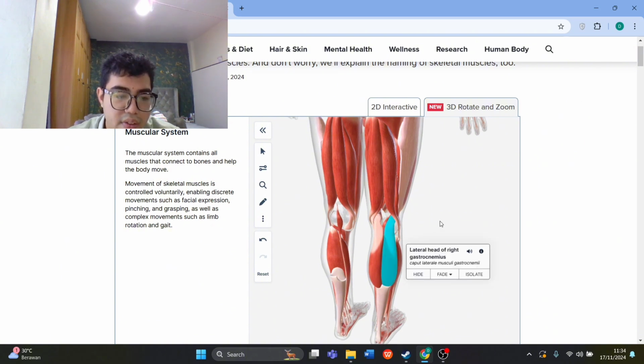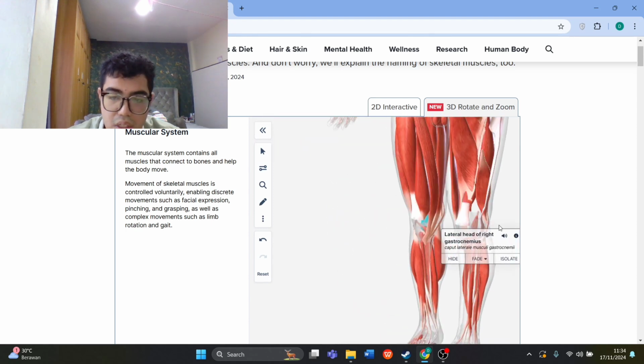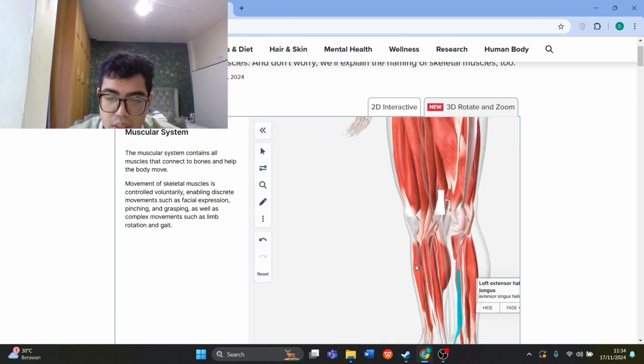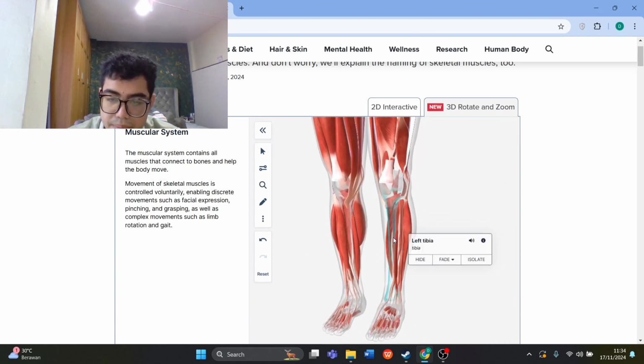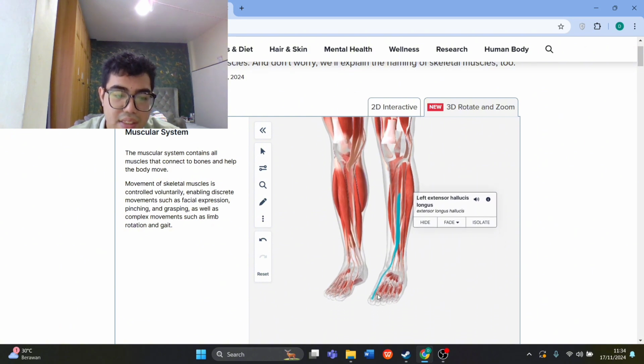There's also the flexor hallucis longus muscle. The flexor hallucis longus flexes the toe. It originates in the distal facies of the posterior fibula, and it inserts in the distal phalanx of the first toe.